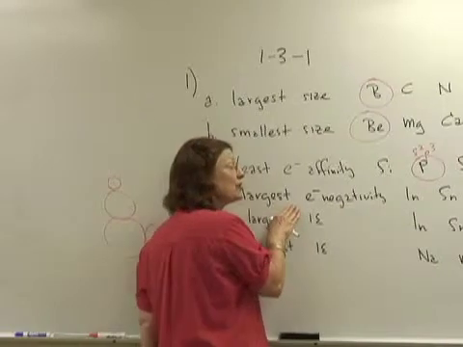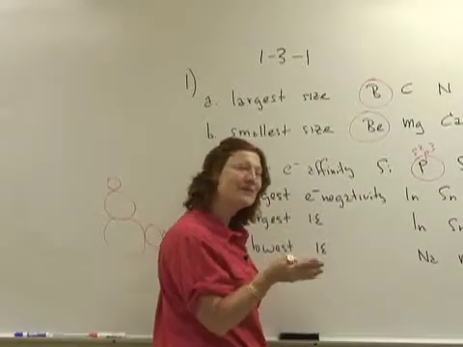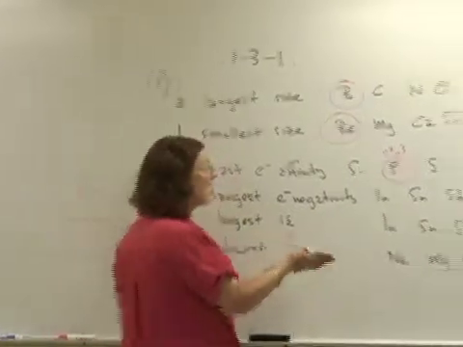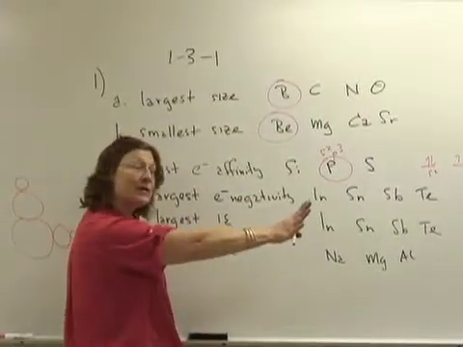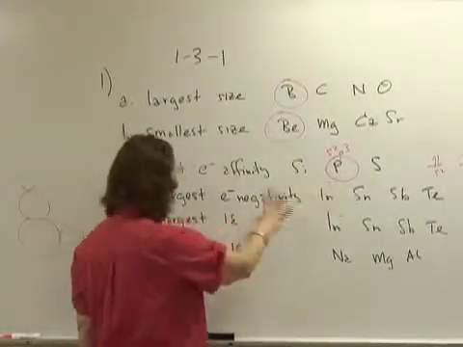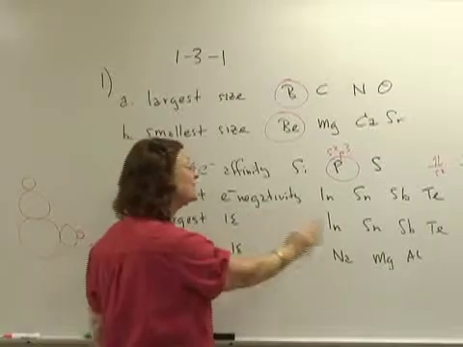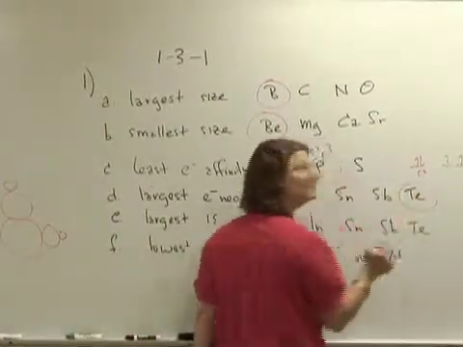The largest electronegativity, well, this is a man-made scale, so it has no exceptions. I just have to look at the direction that I'm going, and I'm going from left to right, and therefore the greatest electronegativity will be the tellurium.